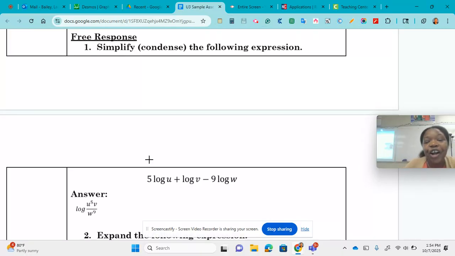So, if we are condensing it, remember the 5 in front of the log is the exponent for what variable? For the U. Remember, adding, we're multiplying. The 9 is the exponent for the W. And when we're subtracting, we're dividing. It's log of U to the 5th power with the V, divided by W to the 9th power.